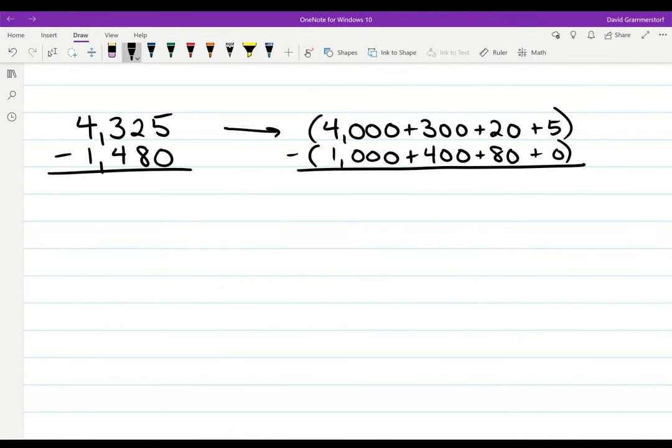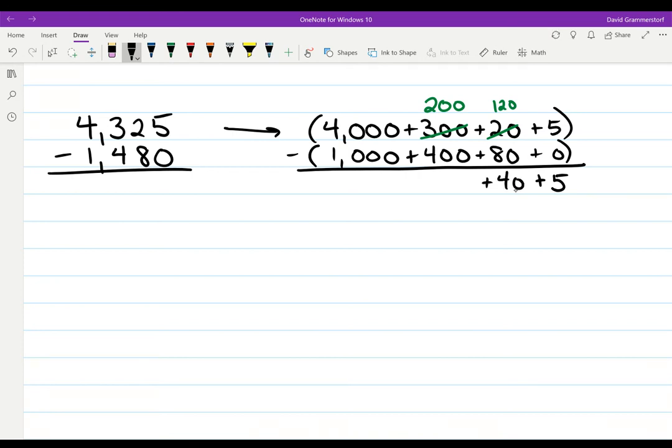The ones column, 5 minus 0, it's 5. Oh, tens column, 20 minus 80, not going to work. We're going to need to do some regrouping. So I'm going to take 100 away from here. Add that 100 to this 20 here in the tens. Now I've got 120 minus 80. That leaves me with 40.